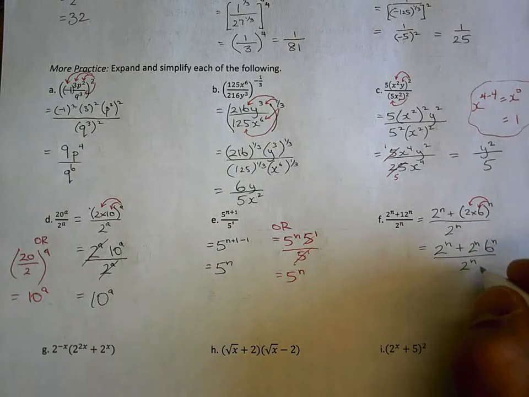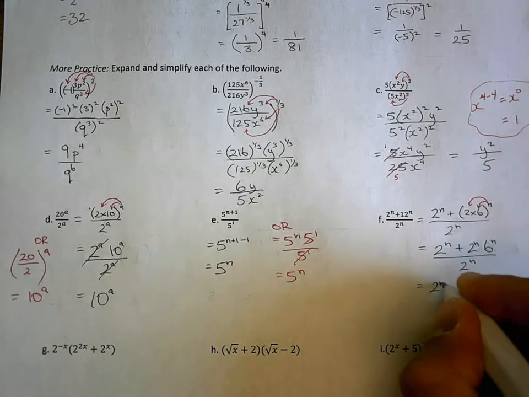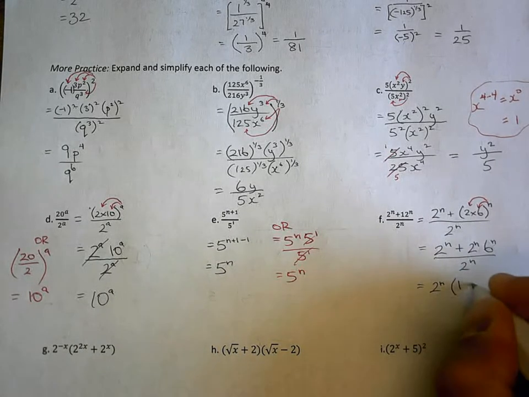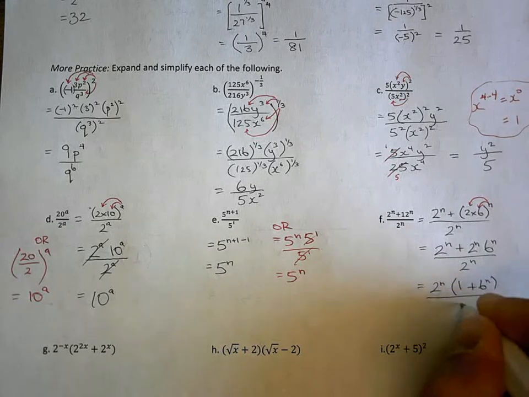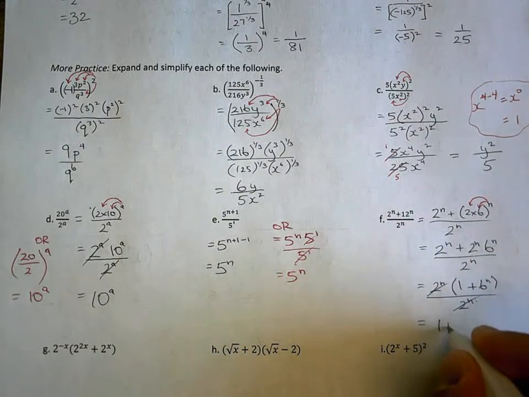Now, there's again a few ways to solve it from here. What I kind of see is I would factor out 2 to the n, and I'm left with 1 plus 6 to the n over 2 to the n. 2 to the n's cancel out, so I'm left with 1 plus 6 to the n.